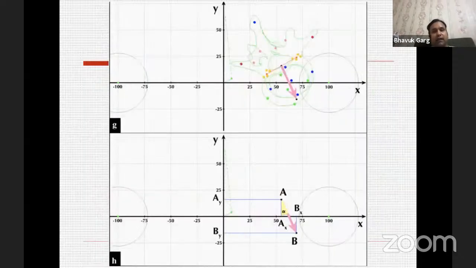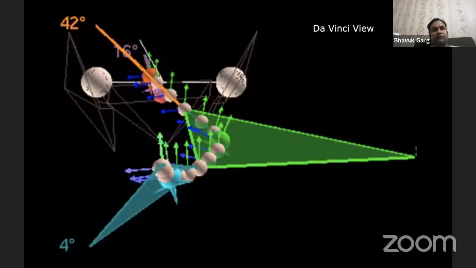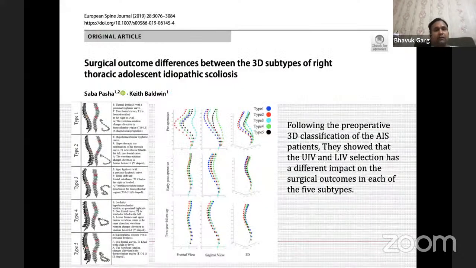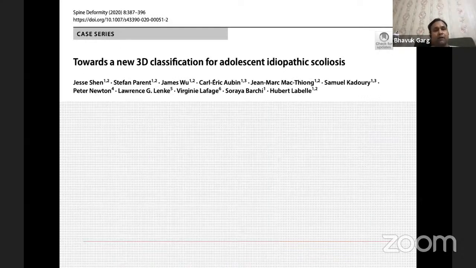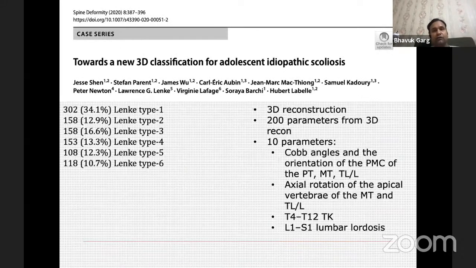I'm not going into details, but this is how you plan. You look at each individual vertebra as per your bilateral femoral heads, and this is the Da Vinci view which gives you an idea about the corrections. You can see that there are different clusters among these Lenke subtypes also. So we are coming up with a new 3D classification.